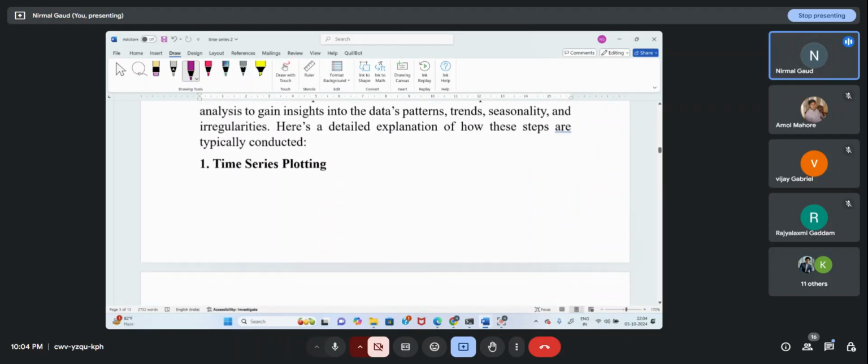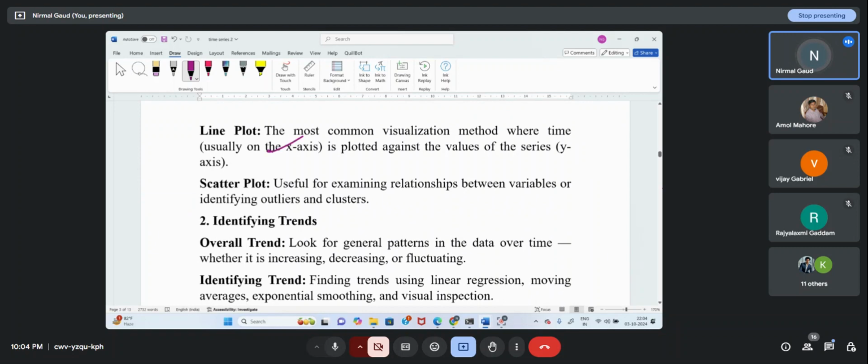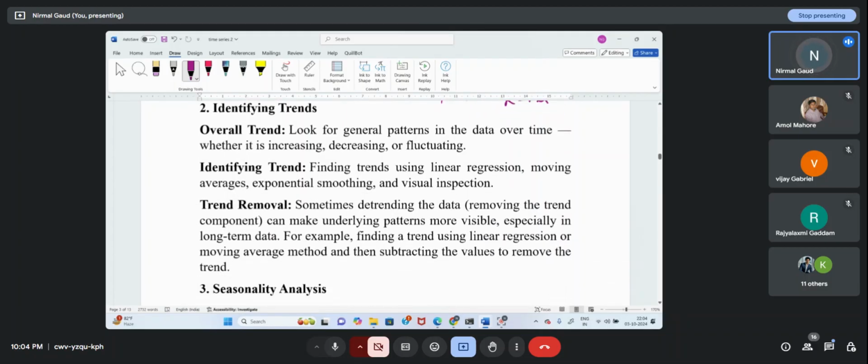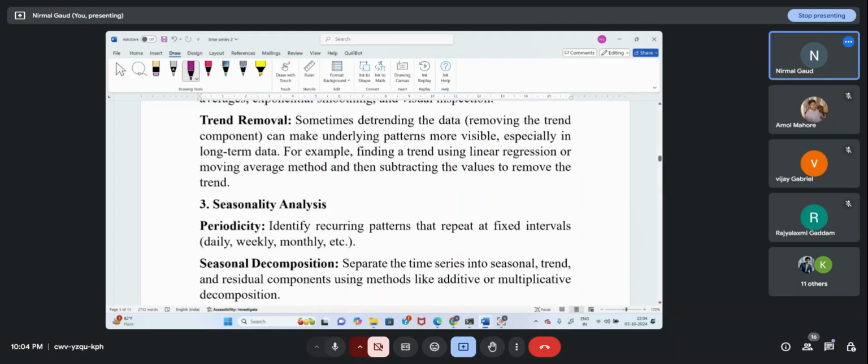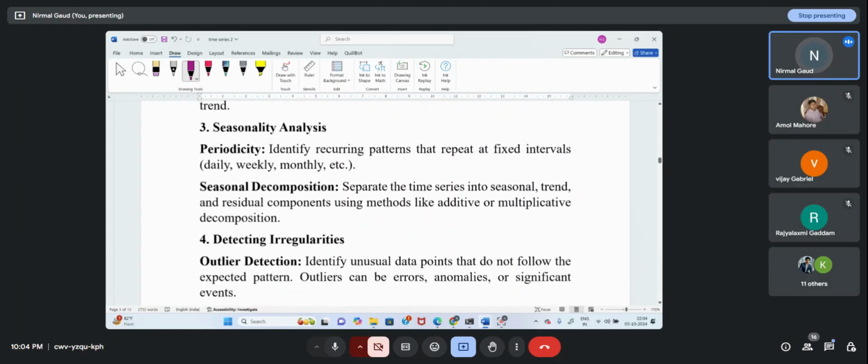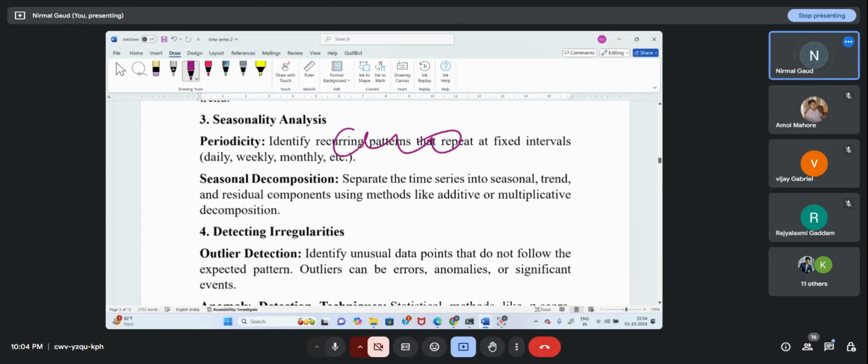So for time series plotting, we can make a line plot, we can make a scatter plot. On the x-axis, you can take time. On the y-axis, you can take any feature and check how it is behaving. We can look out for the trends in the data, increasing, decreasing, fluctuation. Seasonality analysis we can do. That is a recurrence of a certain pattern. After 3 months, it will again repeat. This is seasonality.